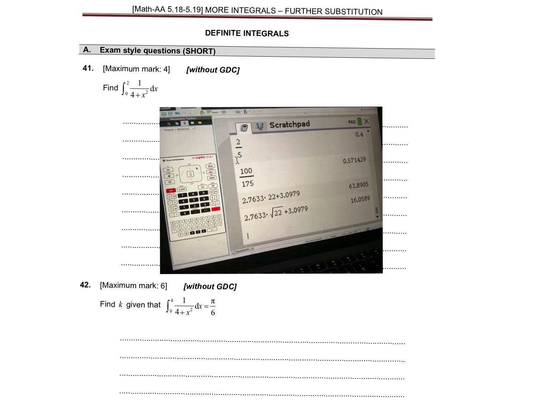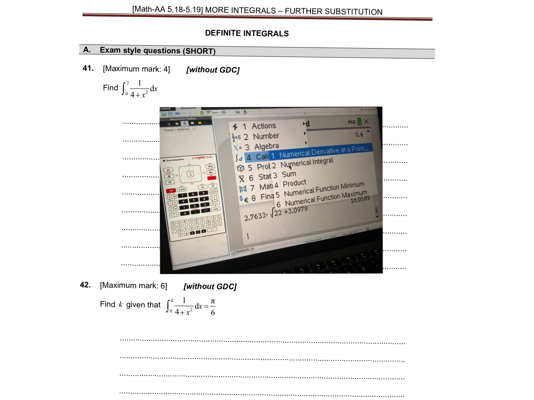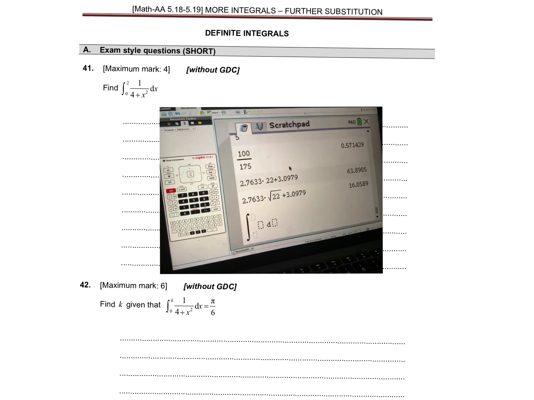Okay, so I wanted to show you how to do this in the calculator. So if you go menu, calculus, numerical integral, we can just type this stuff in. So you've got 0, tab, 2, tab, and then control division, 1 over 4 plus x squared dx.